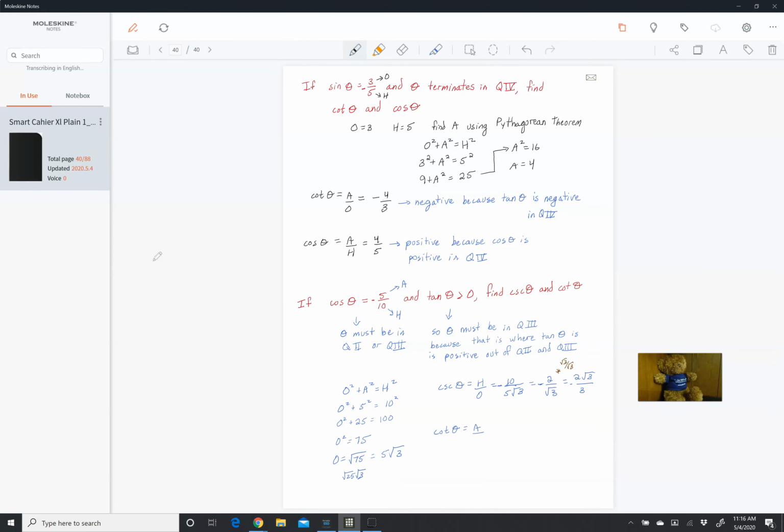So cotangent is A over O. Our A is 5. Our O is 5 root 3. Okay? And cotangent is positive here. It's positive because tangent is positive. So the reciprocal functions have the same sign. This we can abbreviate to 1 over root 3. The 5's cancel. And then once again, we can multiply by root 3 over root 3. And we get square root of 3 over 3.